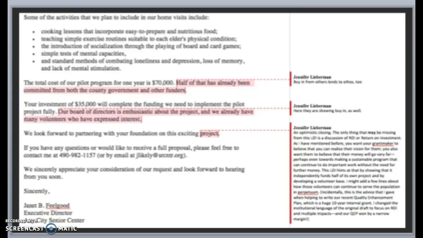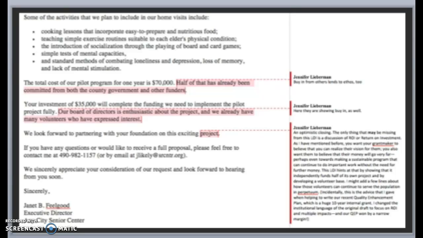The only thing that may be missing from this letter of inquiry is a discussion of return on investment. As I've mentioned before, you want your grant maker to believe that you can realize their vision for them, and you want them to believe that their money is going to go really far, perhaps even towards making a sustainable program that can continue to do important work without the need for more money. So this letter of inquiry hints at that by showing that it independently funds half of its program and that it's developing a strong volunteer base. If I was a grant writer, I would be even more explicit and say the volunteers that we train now are going to continually help serve seniors for generations, make it very clear that you're helping in perpetuum.